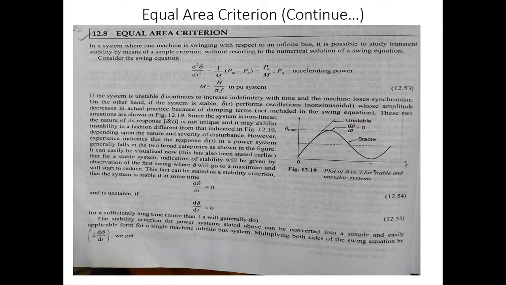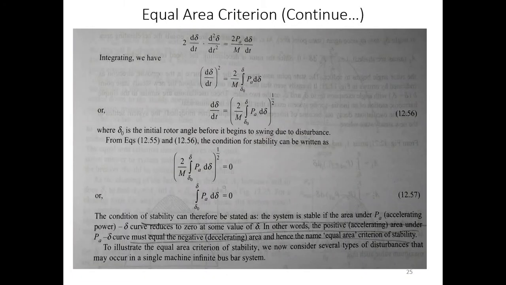Now, for a sufficiently long time, the stability criteria for a power system stated above can be converted into a simple and easily applicable form for a single machine infinite bus system. So, multiplying the swing equation on both sides by 2 d del by dt, the equation becomes 2 d del by dt into d square del by dt square is equal to 2 Pa upon M d del by dt. Integrating, we get d del by dt is equal to (2 upon M integration del 0 to del Pa d del) raised to 1 half.